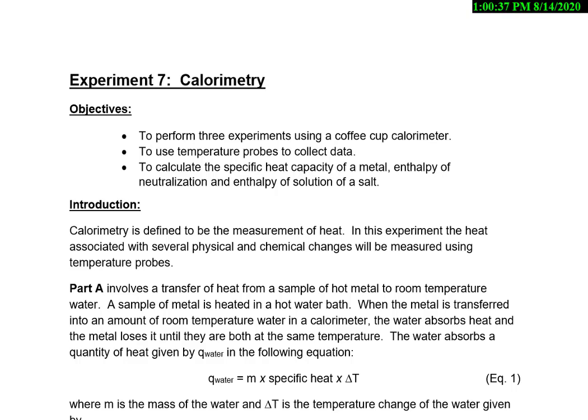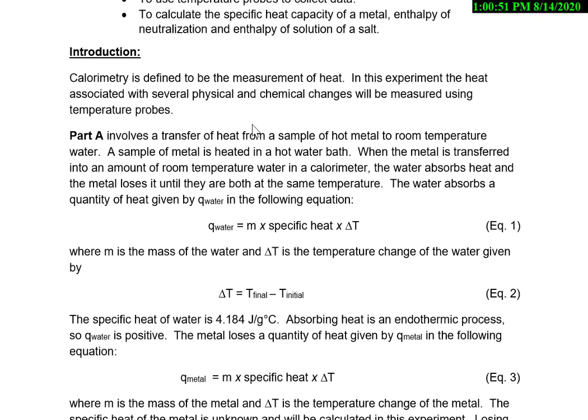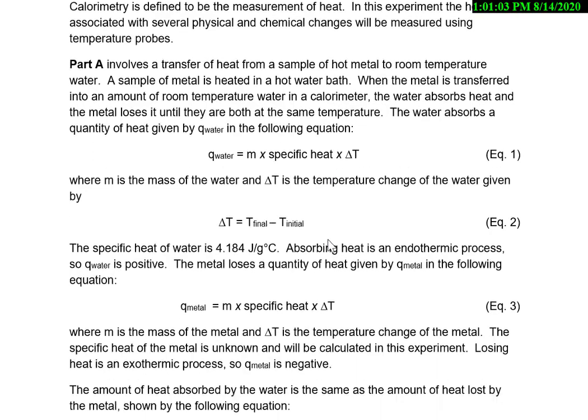Here's an intro to experiment 7, which is calorimetry. What we're doing in this experiment is using a coffee cup calorimeter to measure the transfer of heat between different substances. So in part A, we're taking a hot metal and putting it into water, and we're transferring energy from the hot metal to the water. We're recording temperature changes, and the point of part A is to find the specific heat of the metal.